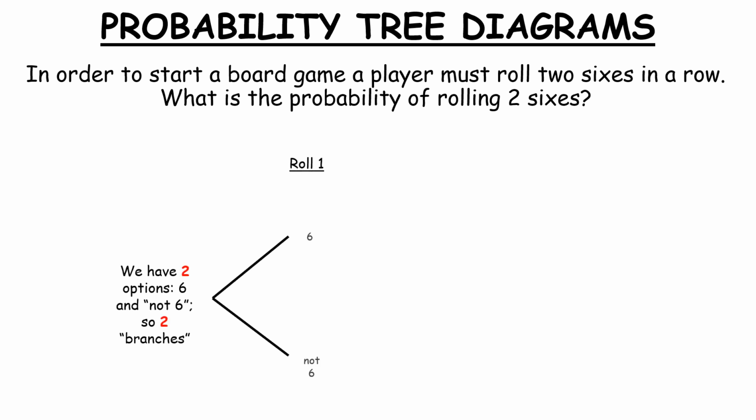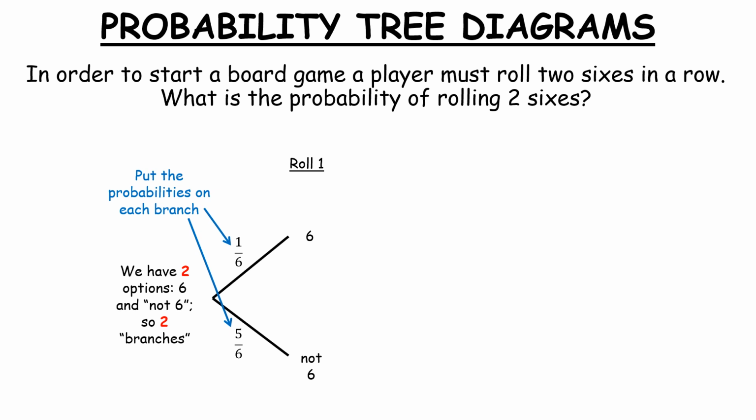So this is what we have in roll 1. They can get a 6 or they get a not 6. So our probabilities are going to be written on our branches here. So there's a 1 in 6 chance of rolling a 6 and a 5 in 6 chance of rolling not a 6. So basically any other number on the die.